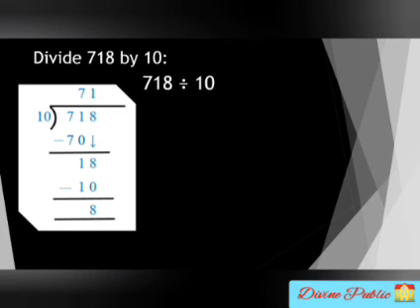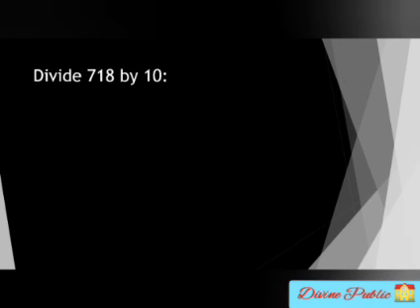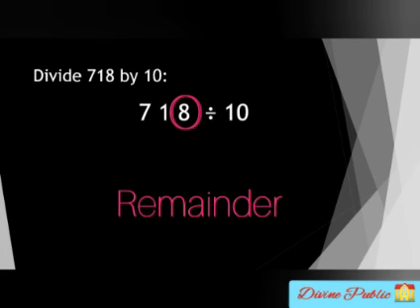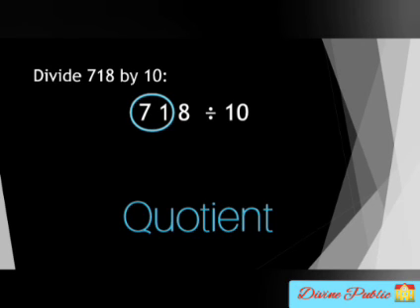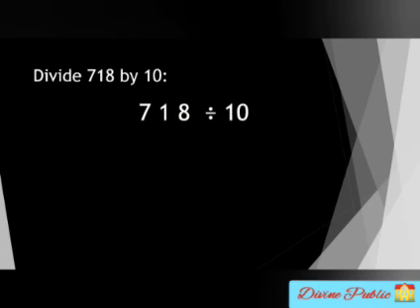Now let us see how to solve this problem with another method. When we divide a number by 10, the digit at the unit place in the dividend is the remainder, and the number formed by the digits after removing the units digit in the dividend is the quotient. So, in the division of 718 divided by 10, the quotient will be 71 and remainder will be 8.